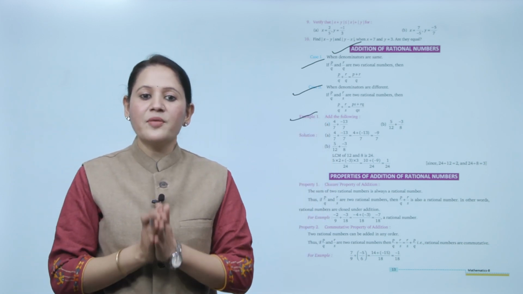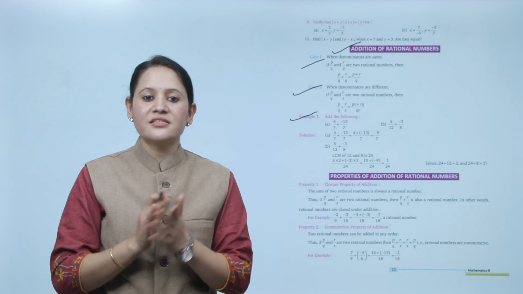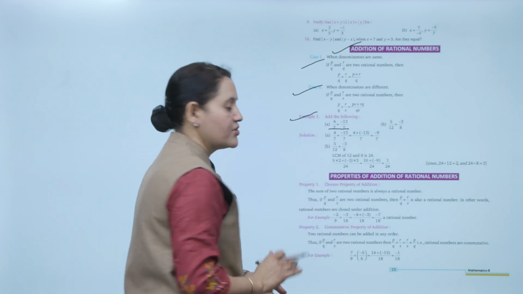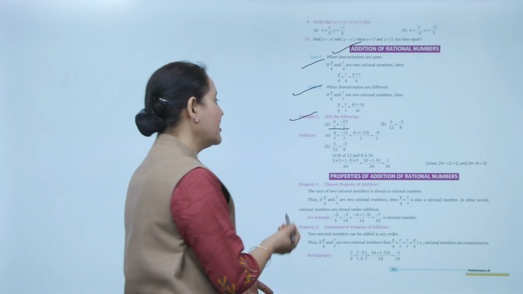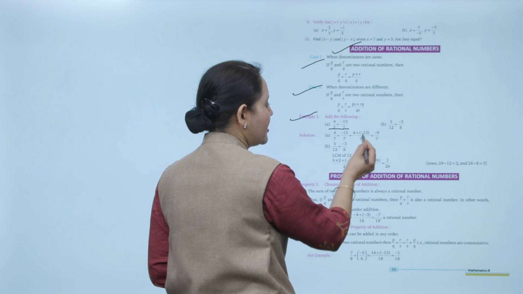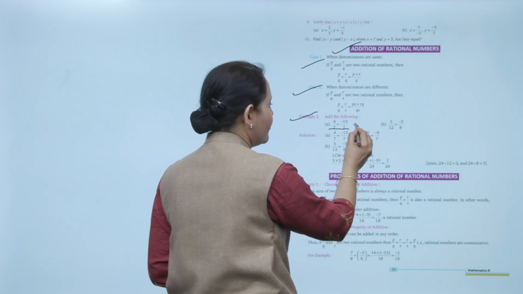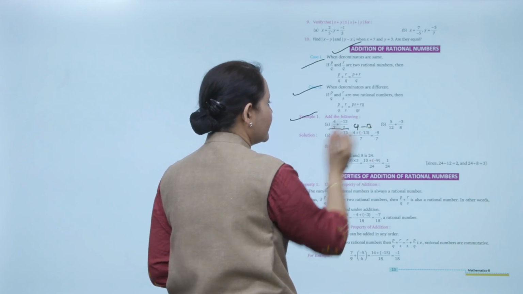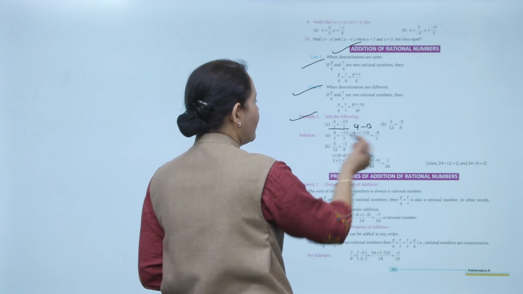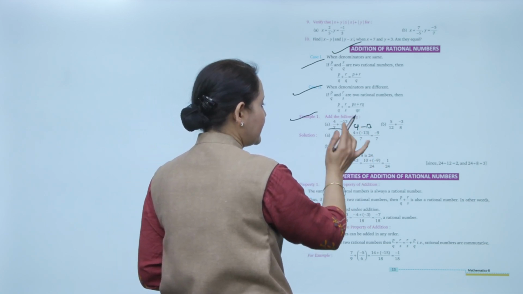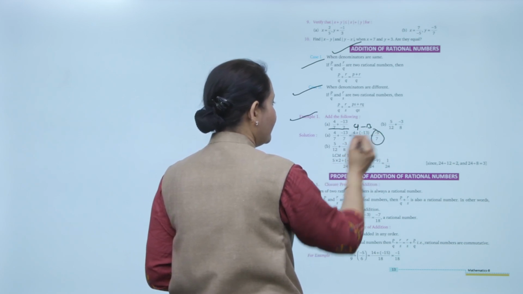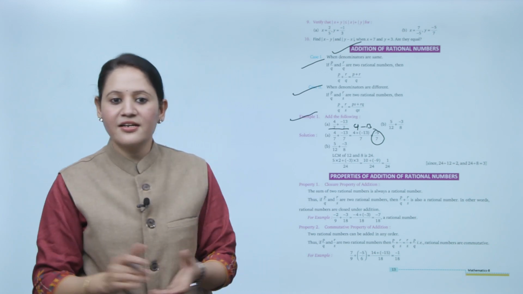Add the following: 4 upon 7 plus minus 13 upon 7. So here denominators are same, so simply we add the numerators, that is 4 plus minus 13. प्लस माइनस क्या हो जाएगा? माइनस. सो यहाँ आ जाएगा 4 माइनस 13. नेगेटिव नंबर बड़ा है, सो आंसर नेगेटिव में होगा. और नीचे हम लिख देंगे कॉमन डिनोमिनेटर, दैट इज 7. सो 4 माइनस 13, दैट इज माइनस 9 अपॉन 7. दैट इज द आंसर. क्लियर?